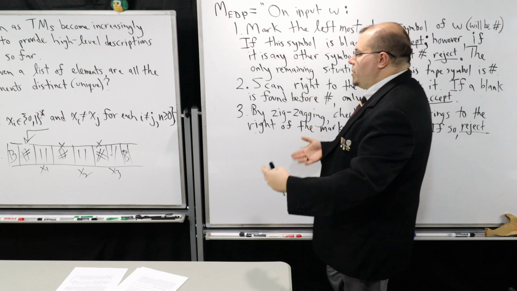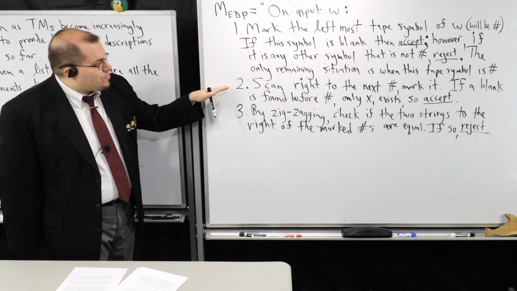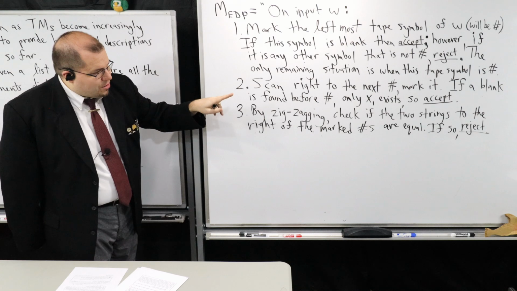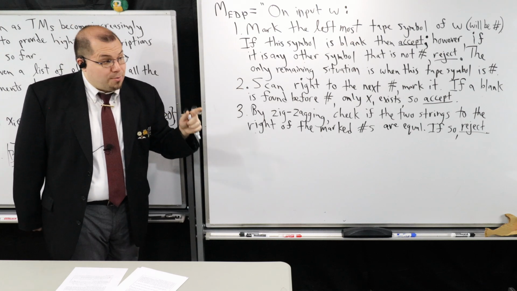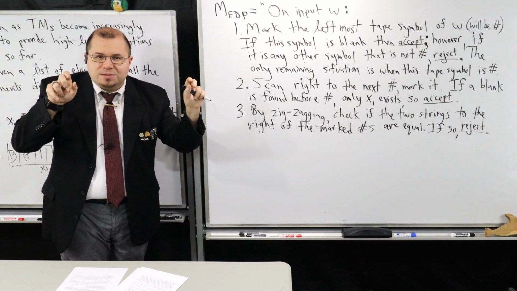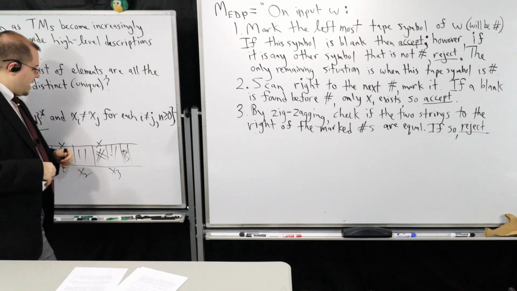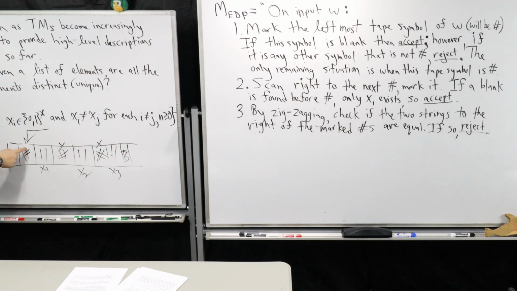So now here's what we're going to do. This is how we're going to initially set up this marking process. We're going to scan right to the next number sign or pound sign, and we're going to mark that one. So now we have two number signs that are marked, just like in my picture over here where I first started. I had a mark here and a mark right there.